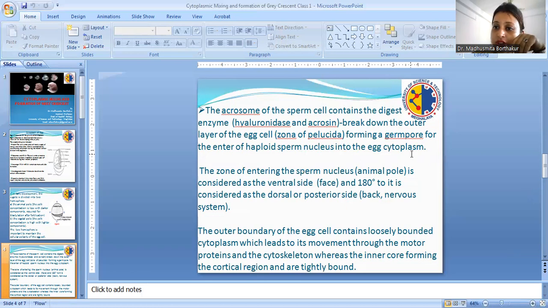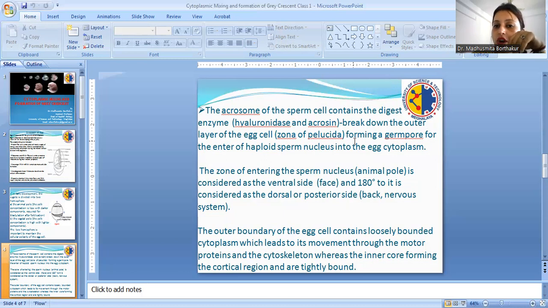At that time, fusion has not taken place. So whenever the sperm's nucleus enters the egg cytoplasm, the egg also has its nucleus. The sperm nucleus, whenever it enters, at that stage we call it a pronucleus. Fusion has not taken place, meaning it's still n and n: n from the sperm cell and n from the egg.